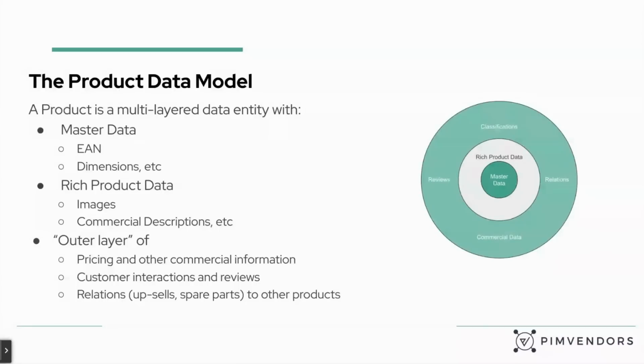There's a rich product data layer around it. That could be images, videos, commercial descriptions, etc. And outside of that is an outer layer, and that could comprise pricing and other commercial information such as competitor pricing, maybe customer interactions, reviews, sell-through rate, etc. And it could be relationships such as upsells, spare parts, and sets when this product is linked to other products.